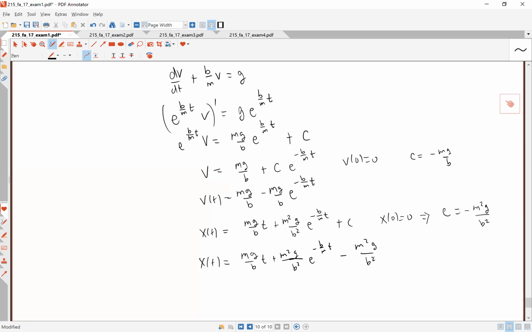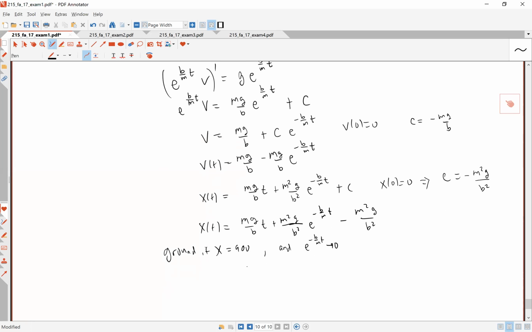Okay, the object strikes the ground if x equals 900, but the problem is we have this equation in here with the negative b over m t, with the t in there, so it's nonlinear, it's hard to solve. So we say it's going to take a while to hit the ground, so if t is really large, then we assume e to the negative b over m t has gone to 0. So we say that mg over b t minus m squared g over b squared equals 900.